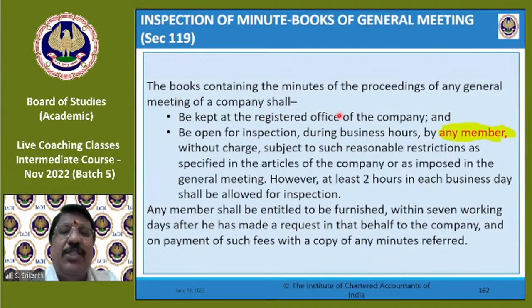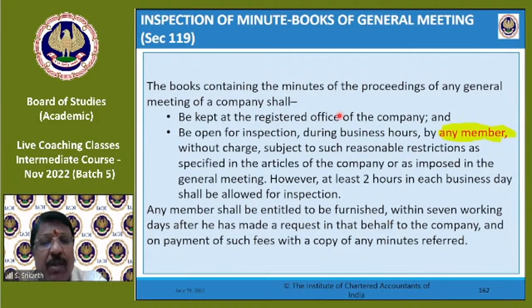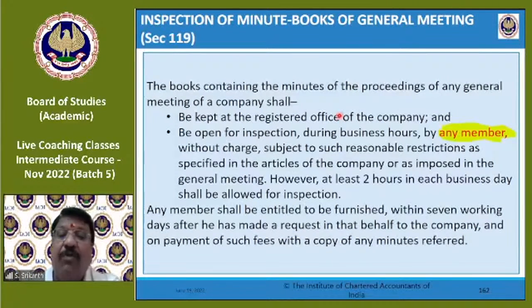subject to reasonable restrictions. Okay. Means the company can say you can come only during this time. But whatever it is, at least 2 hours in each business day shall be allowed for inspection. And also, if somebody wants a copy of that minutes, the member should be given within 7 days. But for that, he may have to pay a fee, copying fee. Okay? Some payment of fee.